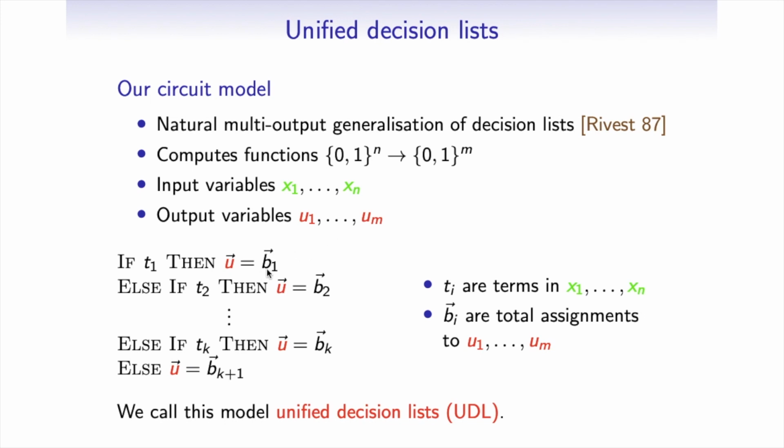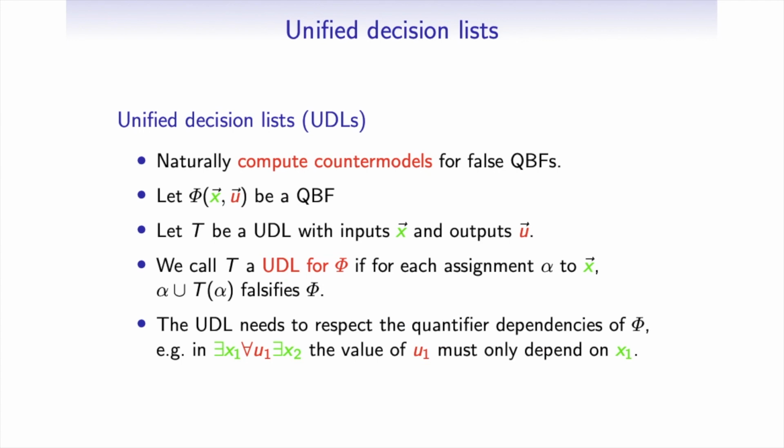All right, so you just go through the list. You find the first term that hits. This might be tk, right? Then you output bk. The final line has no term, just to make sure that it does indeed compute a function on the whole domain. So it's a very, very simple model, and we call this unified decision lists, or UDL for short.